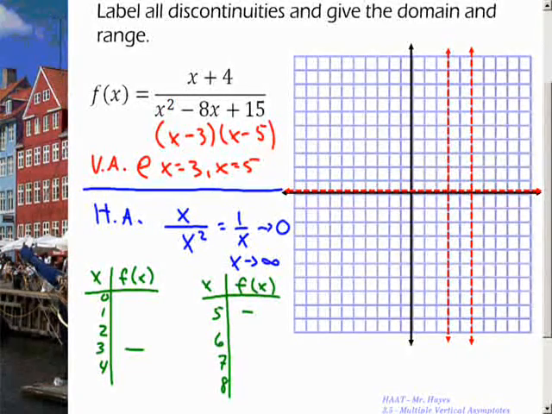Then again, you're just going to plug these values in. If I plug in 0, I get 4 over 15. So we're essentially bottoming out near the horizontal asymptote, which isn't a surprise. If I plug in a 1, I get 5 over 8. If I plug in a 2, I get 6 over 4 minus 16. Well, negative 16 plus 15 is negative 1. 3, so it's like 2.